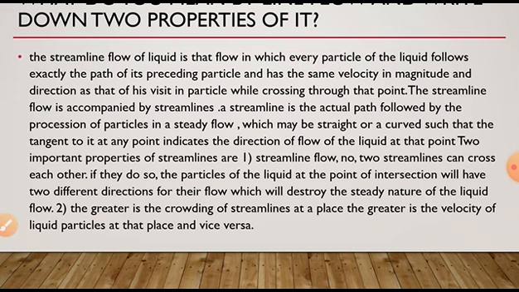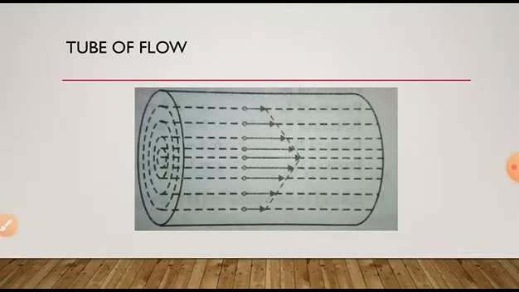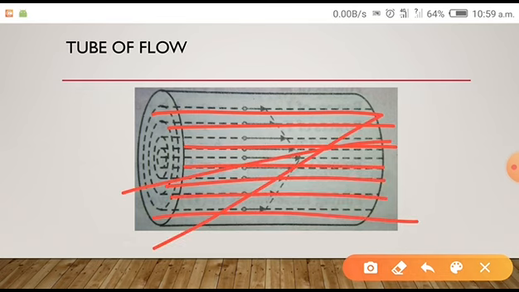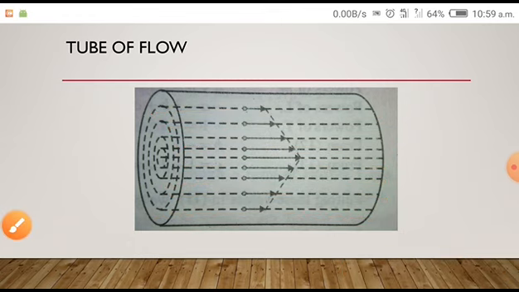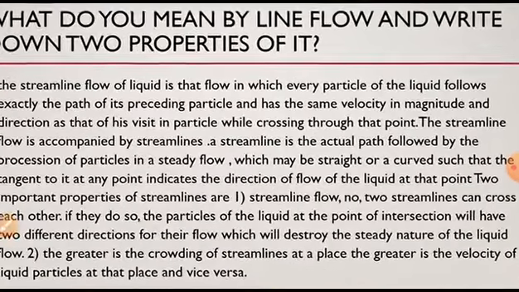Two important properties of the streamlines are: number one, in streamline flow no two streamlines can cross each other. See the diagram. Suppose these are the streamline motion of the body. So see that no two streamlines are crossing each other. Suppose this is not happening, and this is the first point. Next one is the second point.